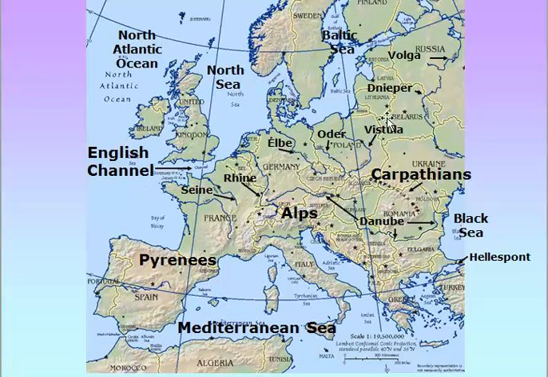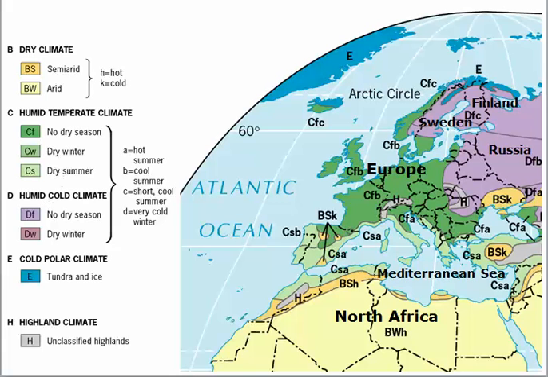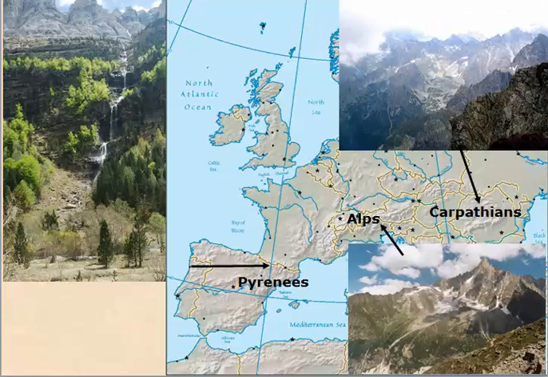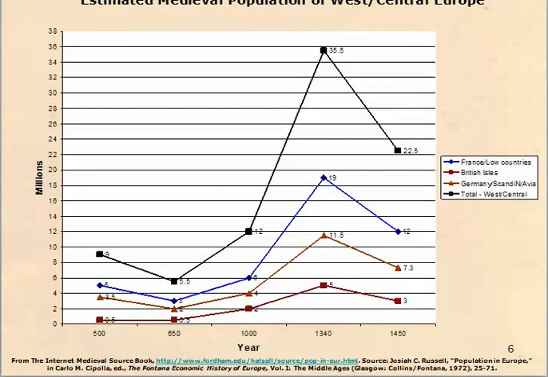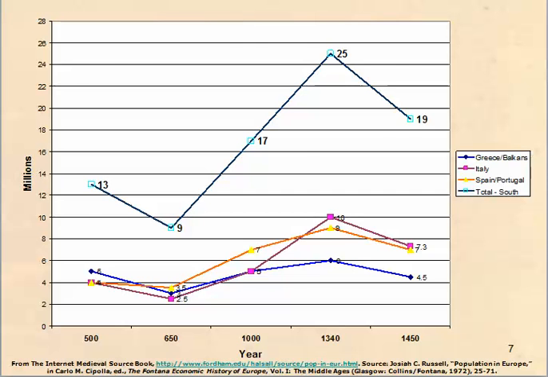So we have a map of Europe. We have the Alps and the Pyrenees, and we have the Carpathians. These are all mountain ranges and physical features that have helped shape how Europe has been formed today. And here you have a quick idea of what the different climates are in the different areas. Not going to go into too much of that. It gives you a better picture of what they all look like. And there are also some graphs if you're into graphs.